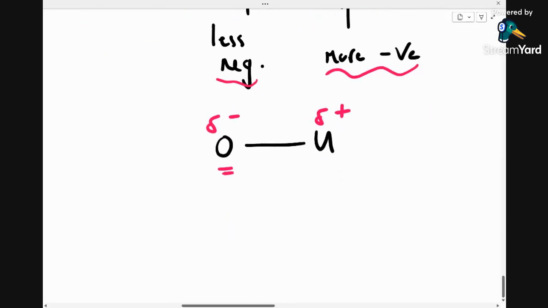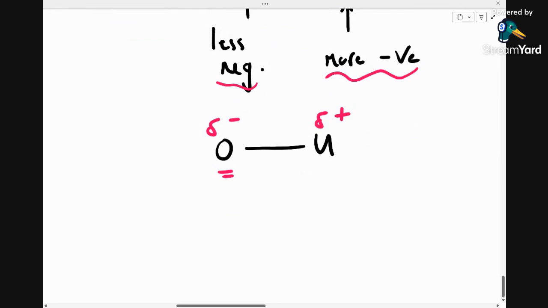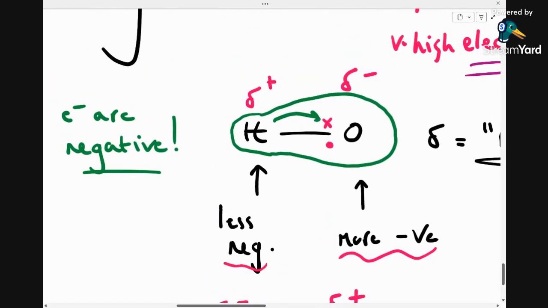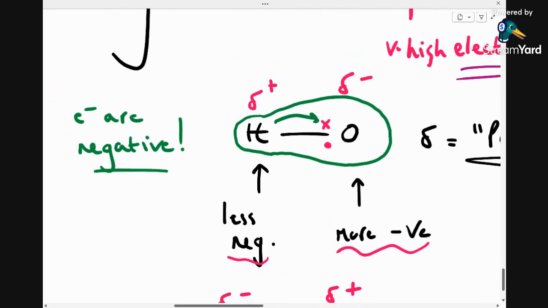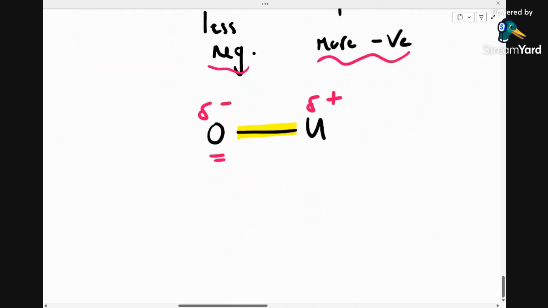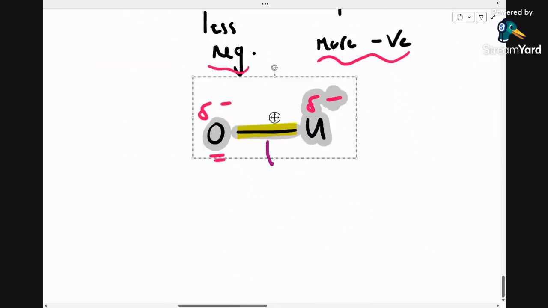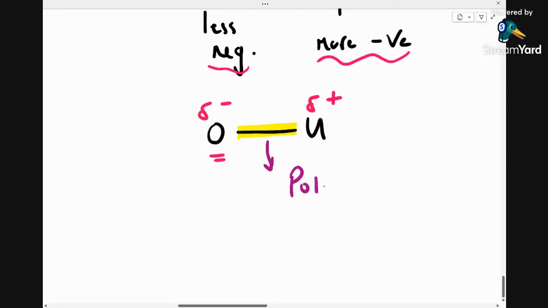Because there is charge separation in this bond, the electrons are spending more time near the oxygen than the hydrogen. And don't forget, this is what the electron density map would look like. We say that this bond is not a sort of neutral equal bond. This bond is a polar bond. We have two poles. We've sort of got a positive pole and a negative pole. But just to be clear, these are not ions.